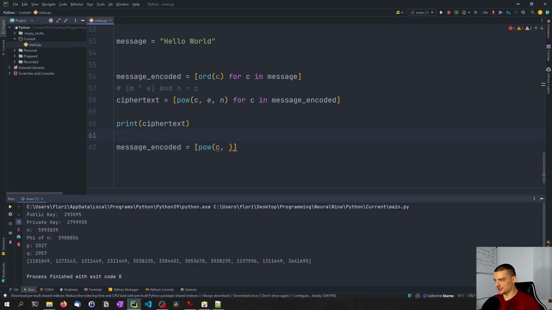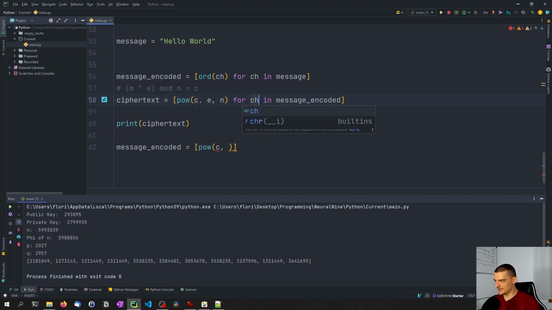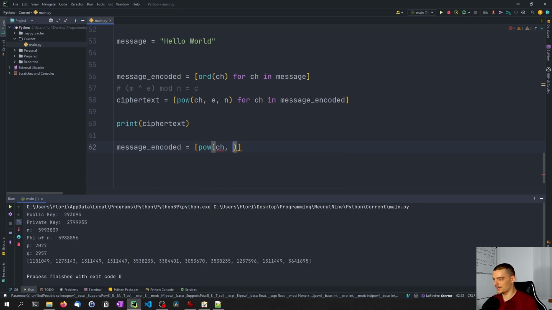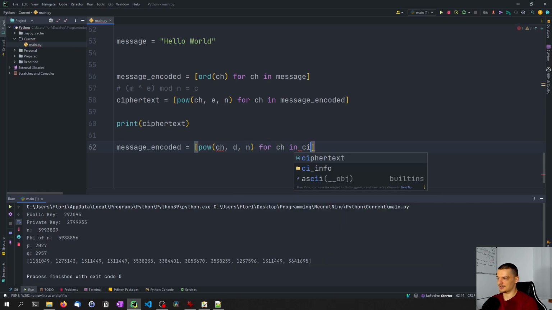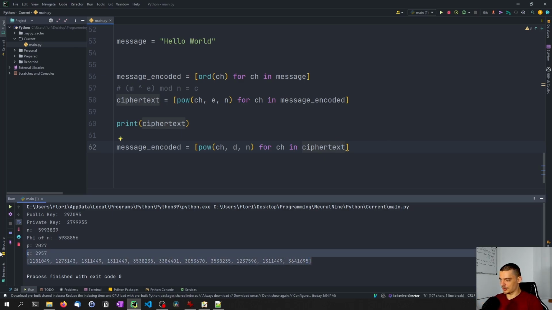I mean, the c here is for character. Maybe let me change this to not confuse you. This is ch for character. This is not ciphertext. The c from before is the ciphertext. So this is just a character here, a character of the ciphertext. We take it to the power of d modulo n for each character in the ciphertext. Or, yeah, for each number in the ciphertext in this case. This now turns these numbers down here into ASCII code numbers again.